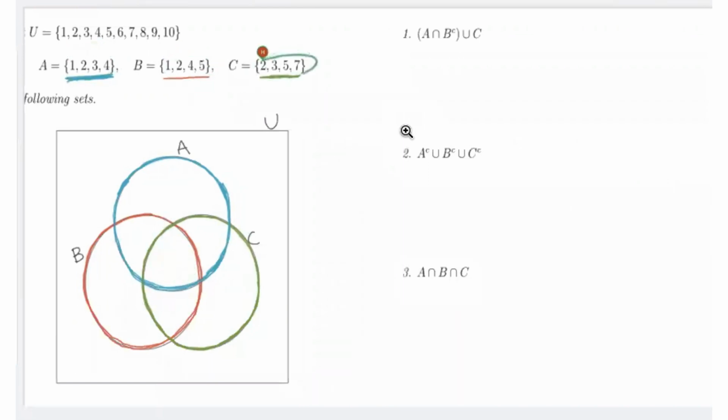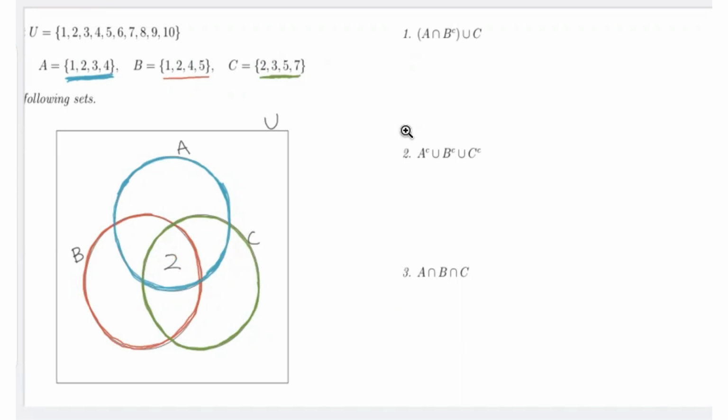Oh, never mind. It's 2 and 3. Common elements of A, B, and C. I only got number 2. Let's double check. We have a 2 here, a 2 here, a 2 here. So 2 is the only number. So the common elements of all three sets: only 2.